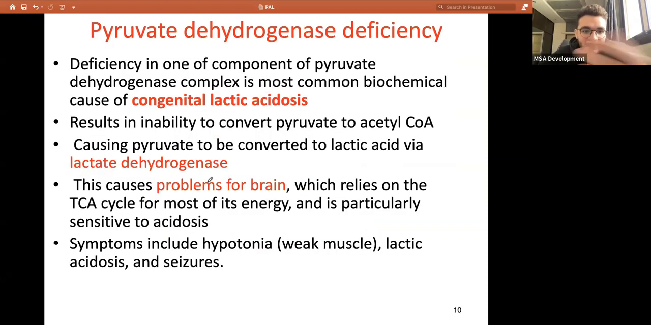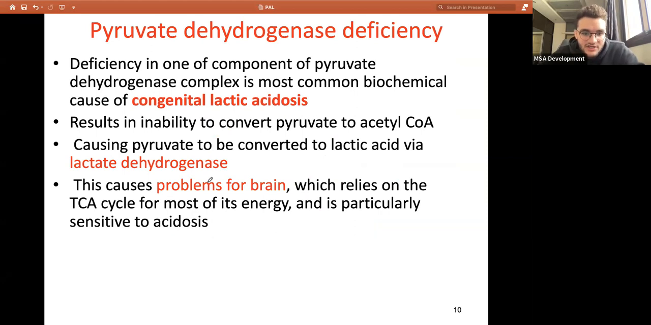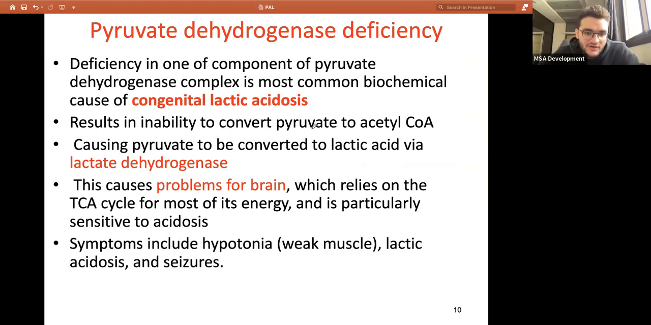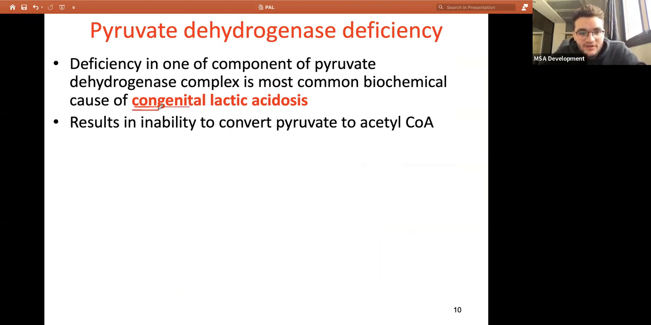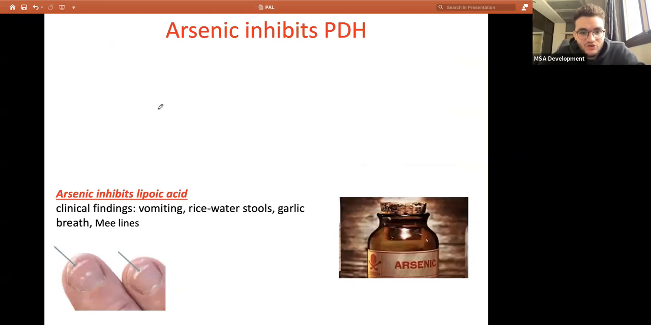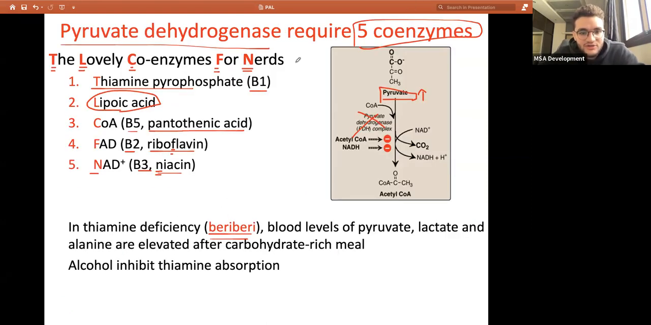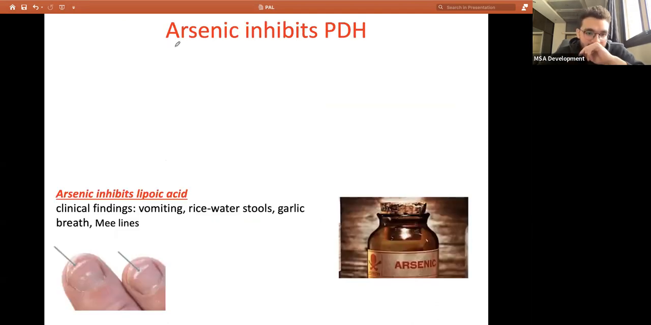Yeah, so this is also the same concept for pyruvate dehydrogenase deficiency, but the difference here is that pyruvate dehydrogenase deficiency can be congenital as well. So you can have pyruvate dehydrogenase deficiency due to beriberi, which is a lack of thiamine, so it's not going to work. You can have it because it's congenital, so it's not there in the first place. And another, third reason, which is extremely important and comes up in exams, is arsenic.